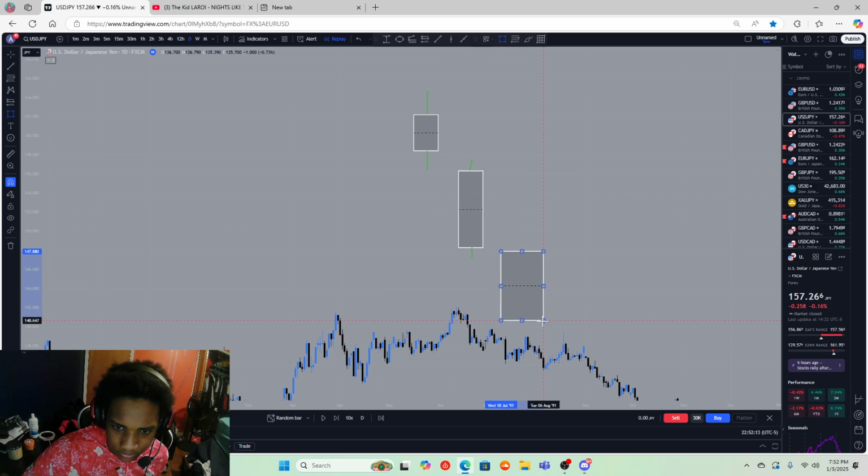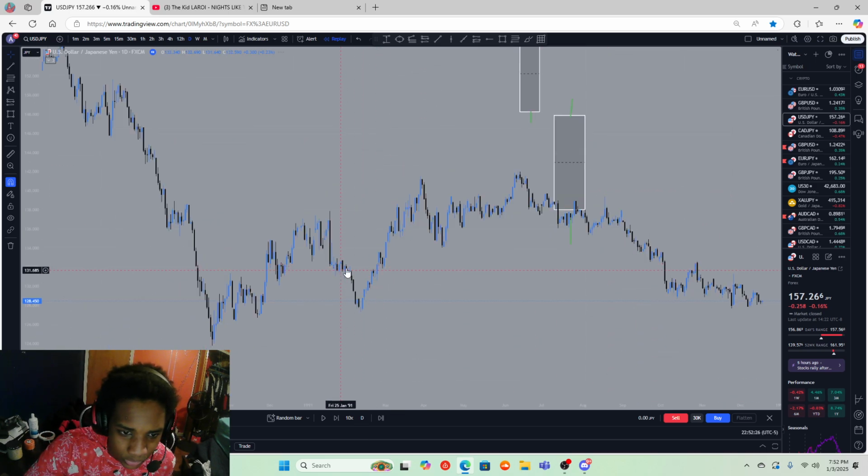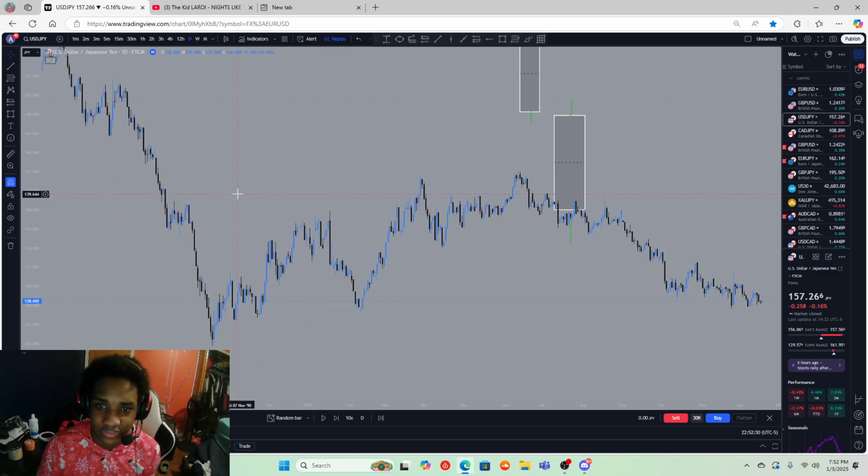Cool. So, fair value gaps. They happen in a three candlestick succession. Always, they always have, they always will, no matter what. These are everywhere throughout this chart. It's how good you are at finding them.